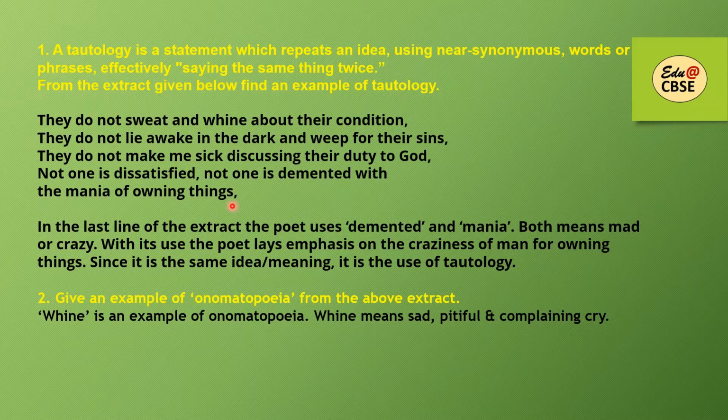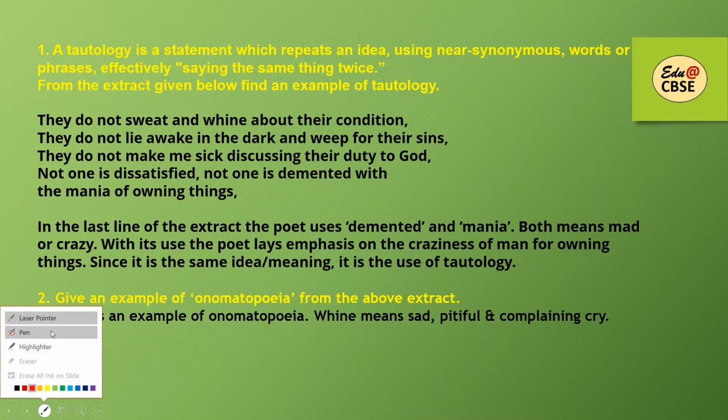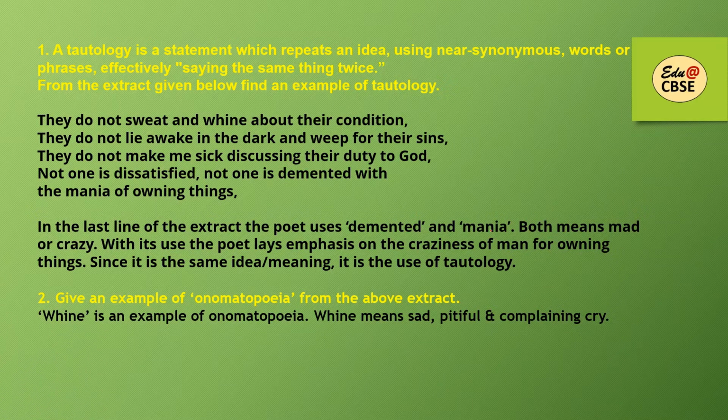So here, if we look at the last line, the poet uses the word demented and mania, and both of them, they mean the same. So both of them, they mean crazy or mad. So that is why, demented and mania. So the meaning is crazy or mad, and therefore this is an example of tautology. So with its use, the poet lays emphasis on the craziness of man for owning things.